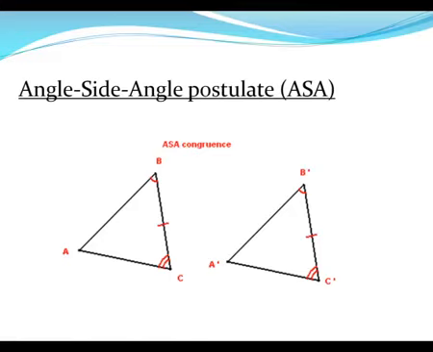Kind of like the SAS postulate, where the angle lied between the two sides, the ASA postulate is very similar, just the reverse. This time we have two angles with a side marked congruent right in between them. So angle, then a side, then an angle. If you can show two angles with a side in between them are congruent in the same manner in a different triangle, that is enough information to show triangles are congruent. So it's another one of our shortcuts, which is pretty cool.